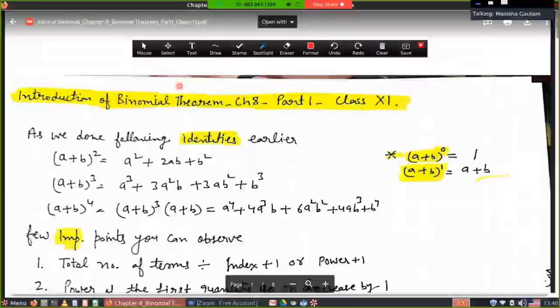Good morning, students. Today we will start a new chapter, chapter 8, Binomial Theorem. Today we will discuss the introduction of the Binomial Theorem.